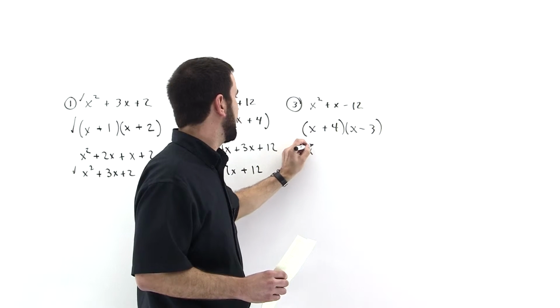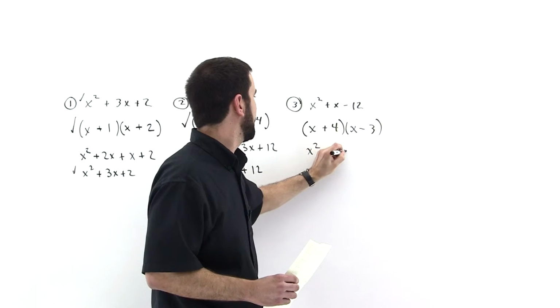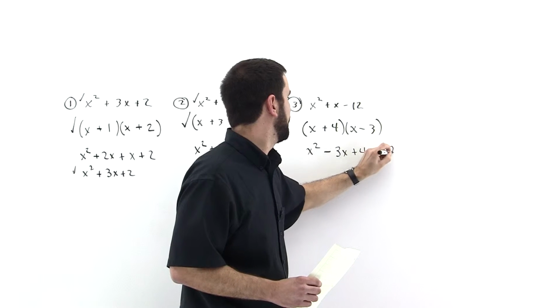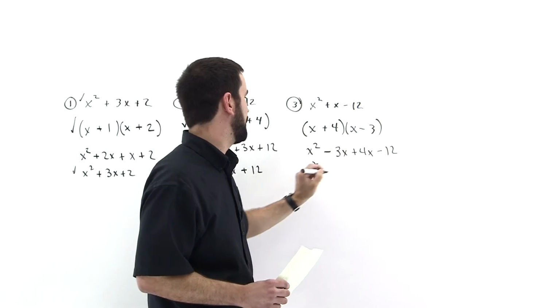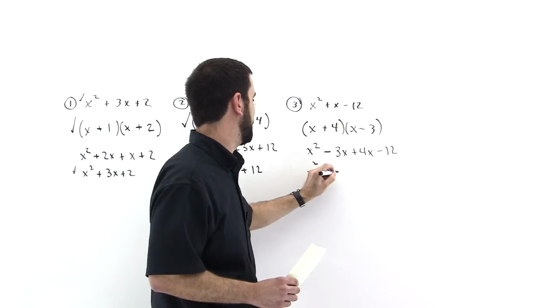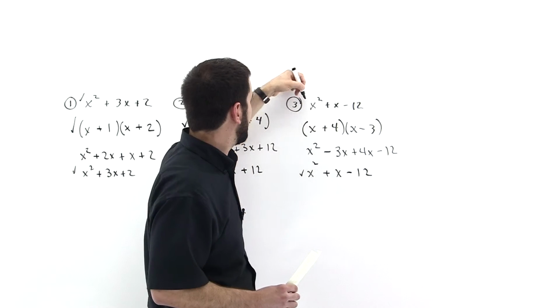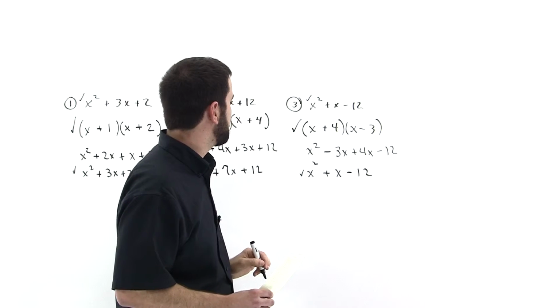So let's just check it: x squared minus 3x plus 4x minus 12. Combining like terms, we get x squared, negative 3x plus 4x is positive 1x, right? So positive x minus 12. And we see that this checks with this, therefore this is correct, right?